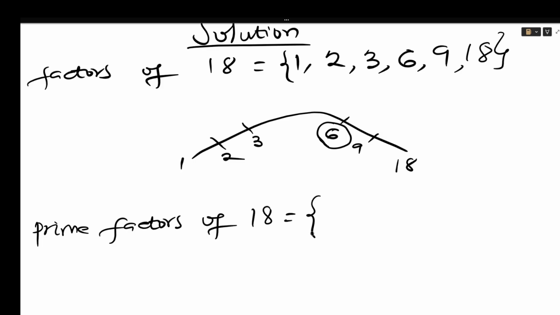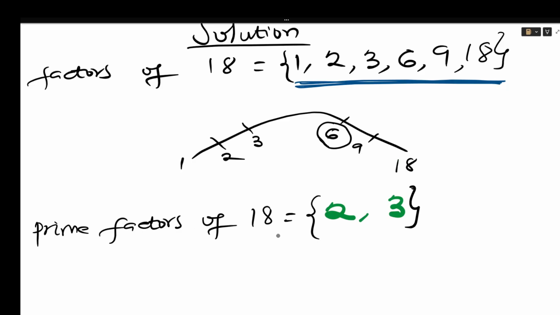It's just picking out the prime numbers from the factors. And if we apply what we've learned, the prime numbers from these factors are only 2 and 3. They are only 2 and 3. So these are the prime factors of 18.